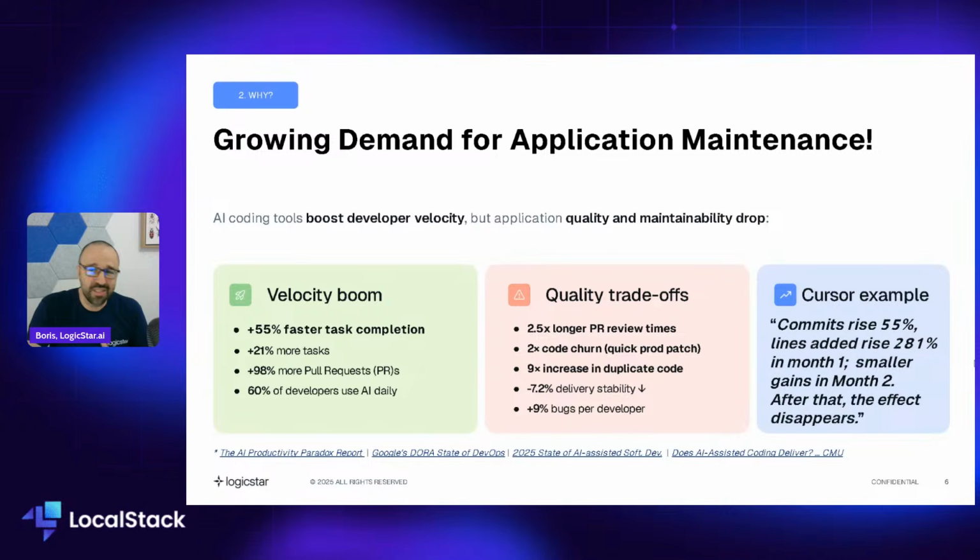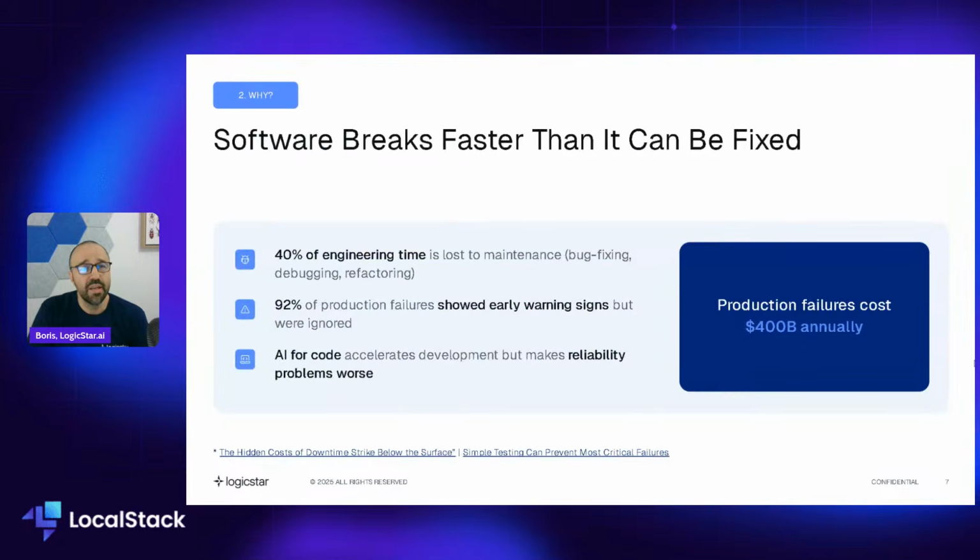So what we're getting, Cursor example, just a couple of weeks ago, I think Cornell sent this out. We're seeing in the first 1 to 2 months great improvements, more commits being created, the lines being added have increased like 280%. But then after 2 months, the effects actually disappear and sometimes it gets negative. So all of these data, I have the quotes underneath, but it's kind of mixed messages on what value we're actually getting. And I think this is where autonomous application maintenance is really needed.